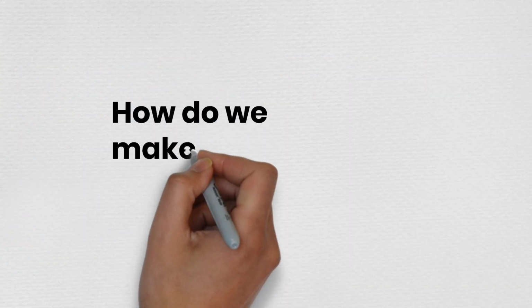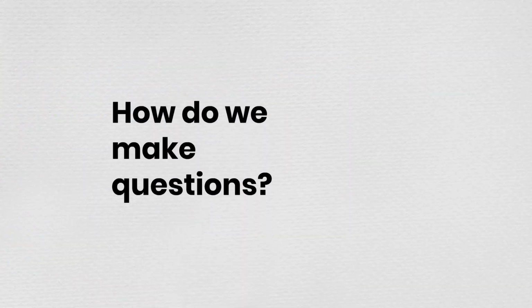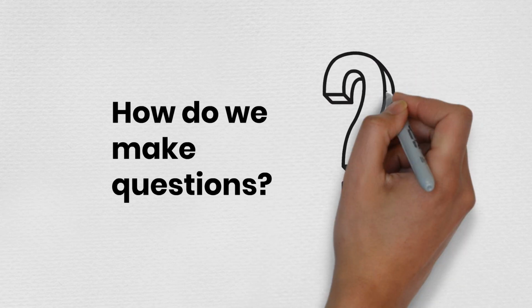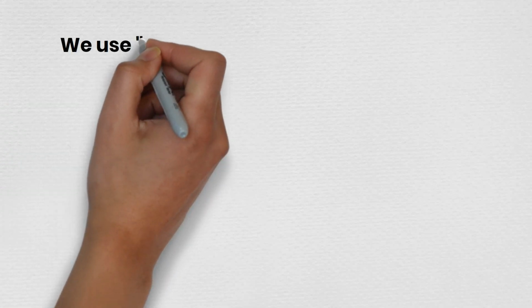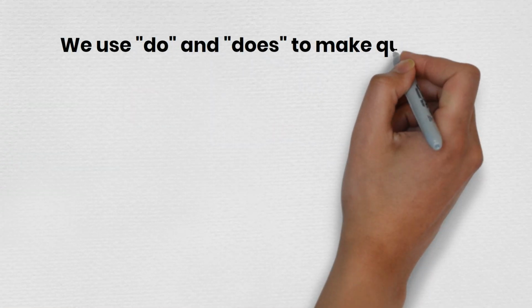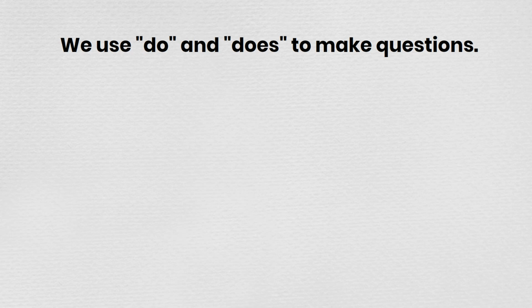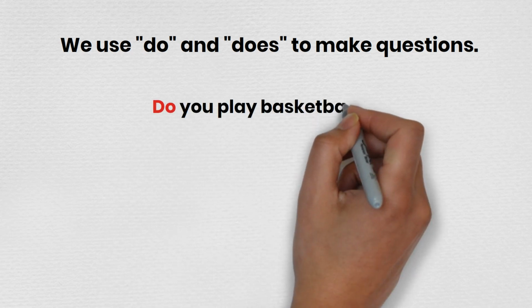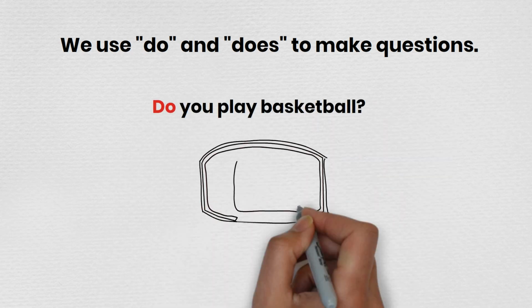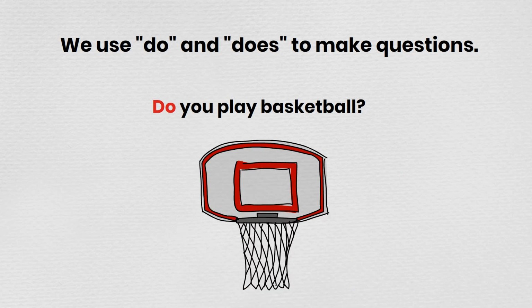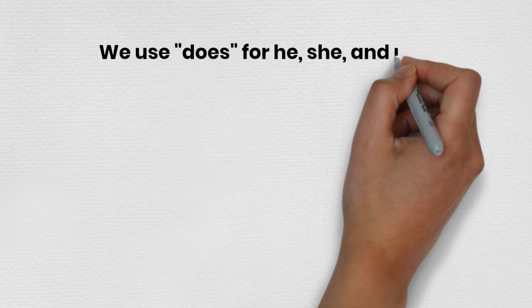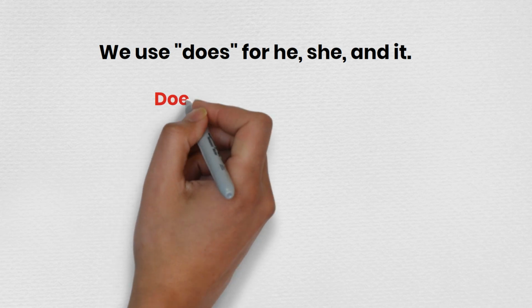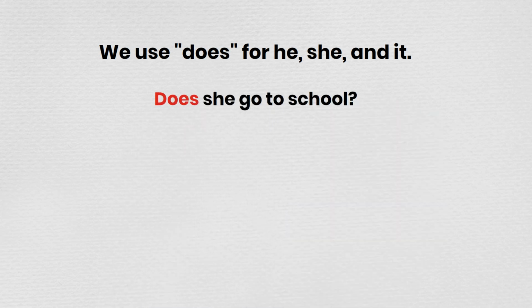How do we make questions? We use do and does to make questions. Do you play basketball? We use does for he, she, and it. Does she go to school?